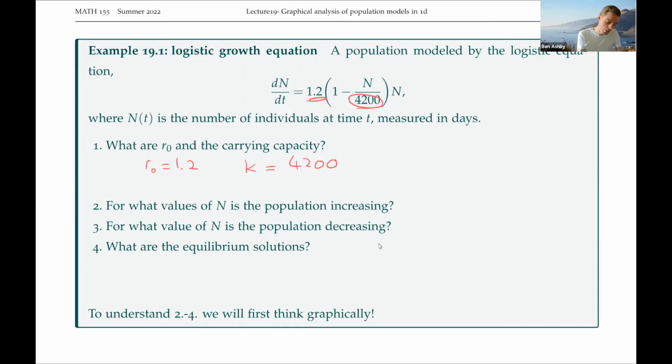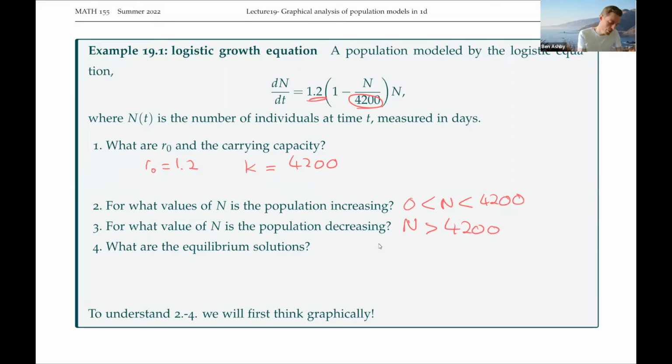So when is the population growing? Well, the population is growing whenever this term here in brackets is positive. So this means that we need our population size to be less than 4,200. It needs to be greater than 0, because if the population size is equal to 0, then this term is 0, so the population size isn't growing. So the population size is increasing whenever N is between 0 and 4,200. The population is going to be decreasing whenever N is greater than 4,200, because that makes the term in the brackets negative.